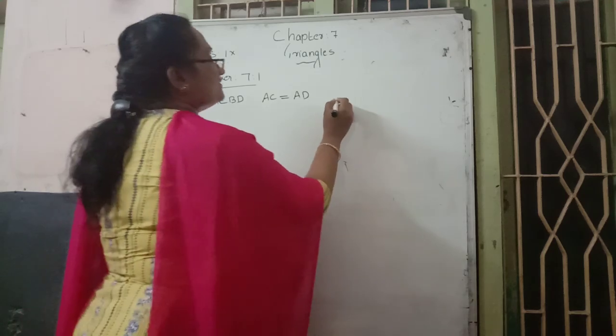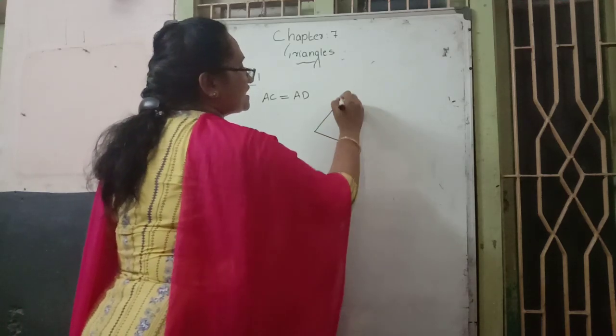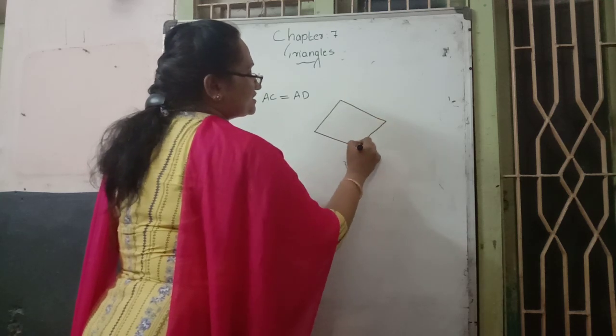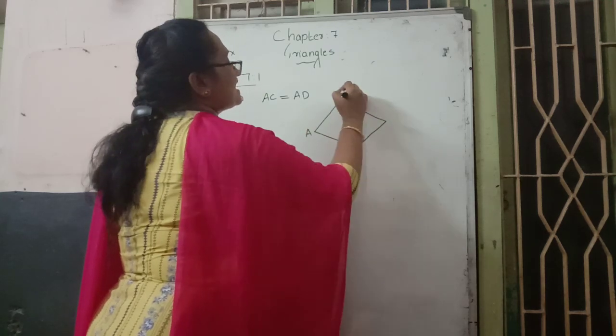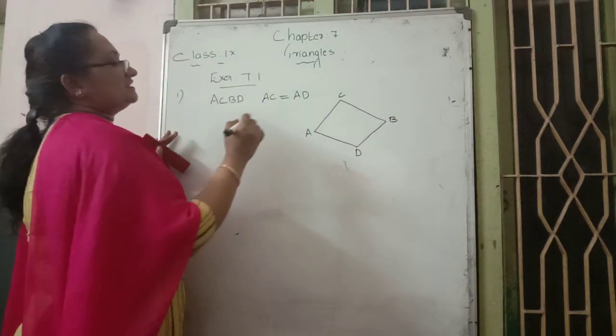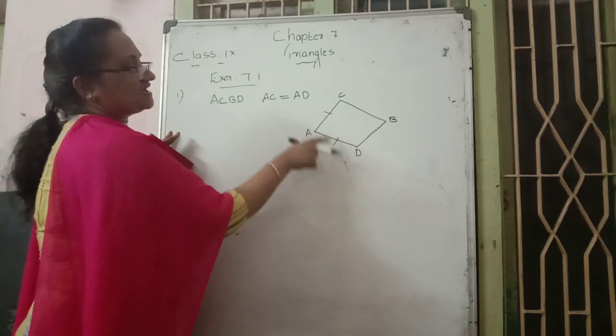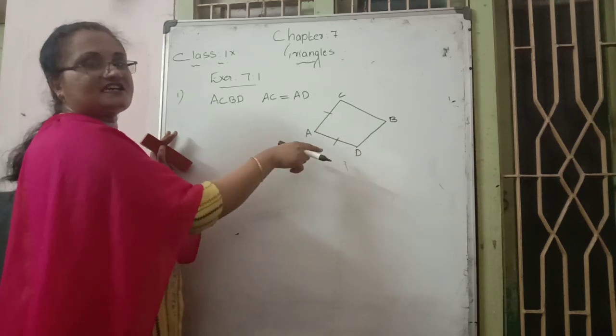The diagram is also given. In this diagram they have given one quadrilateral shape. They marked it as A, C, B, D. And they have given that the AC side and AD side are equal, meaning this symbol represents that the sides are equal.